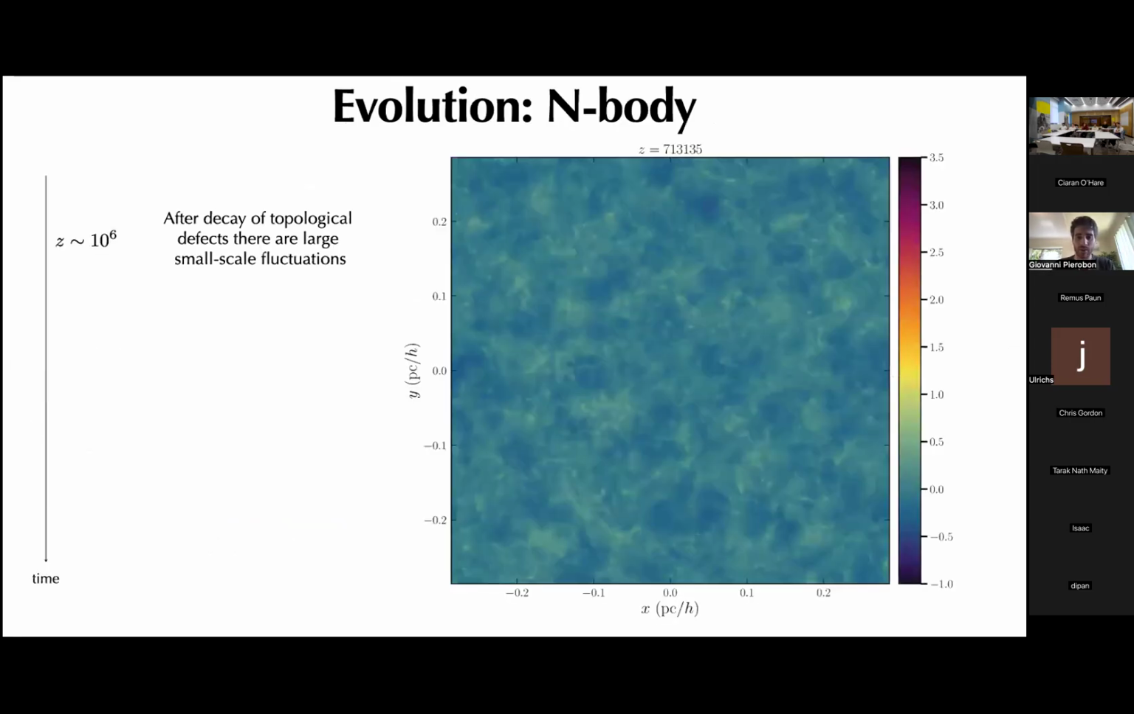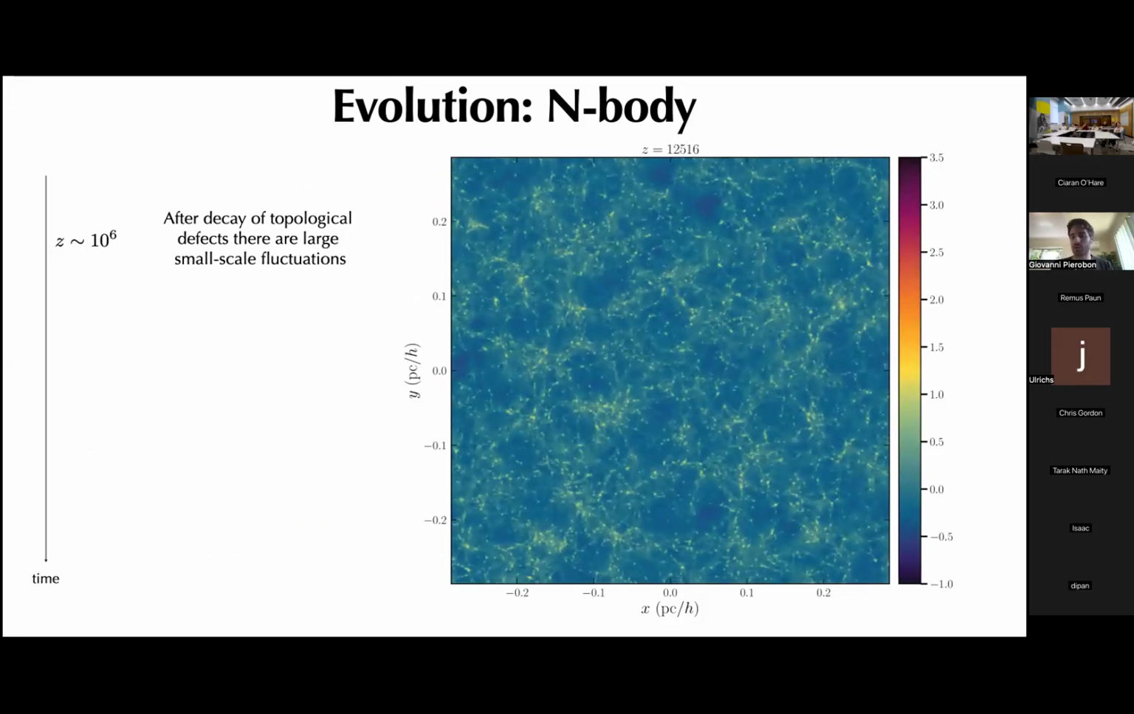The second part of the timeline is to map our previous simulations, which were lattice simulations, into n-body particles, and then let it run just by gravity. You can see that at the beginning of the simulation, which takes place at a redshift of 10 to the 6, way before matter-radiation equality, the field looks like it has residual fluctuations left by the topological defects, but they will start to gradually collapse just by gravity.